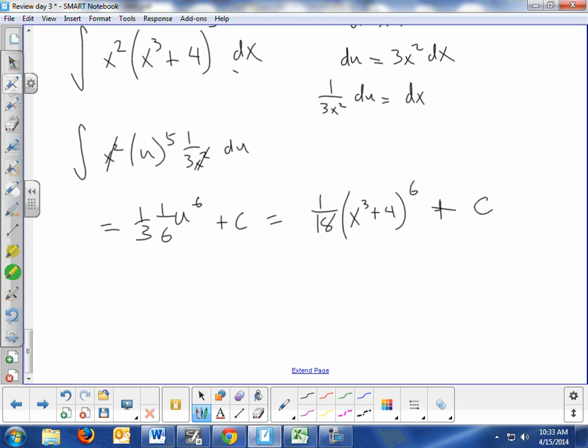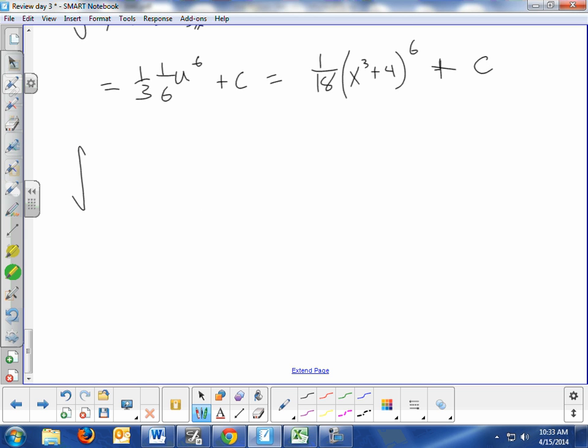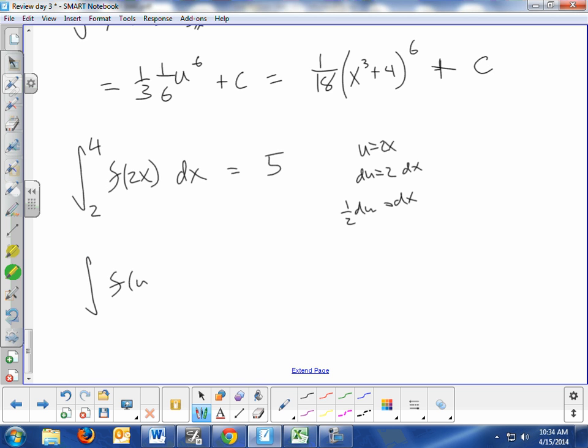However, there is something that we need to be careful about. Say I have the integral from 2 to 4 of f of 2x dx, and I'm told that's equal to 5. I might be asked to rewrite that in terms of u's. So I can say u is equal to 2x, du is equal to 2 dx, dx is equal to 1/2 du. I can substitute in my u, and I can substitute for dx.